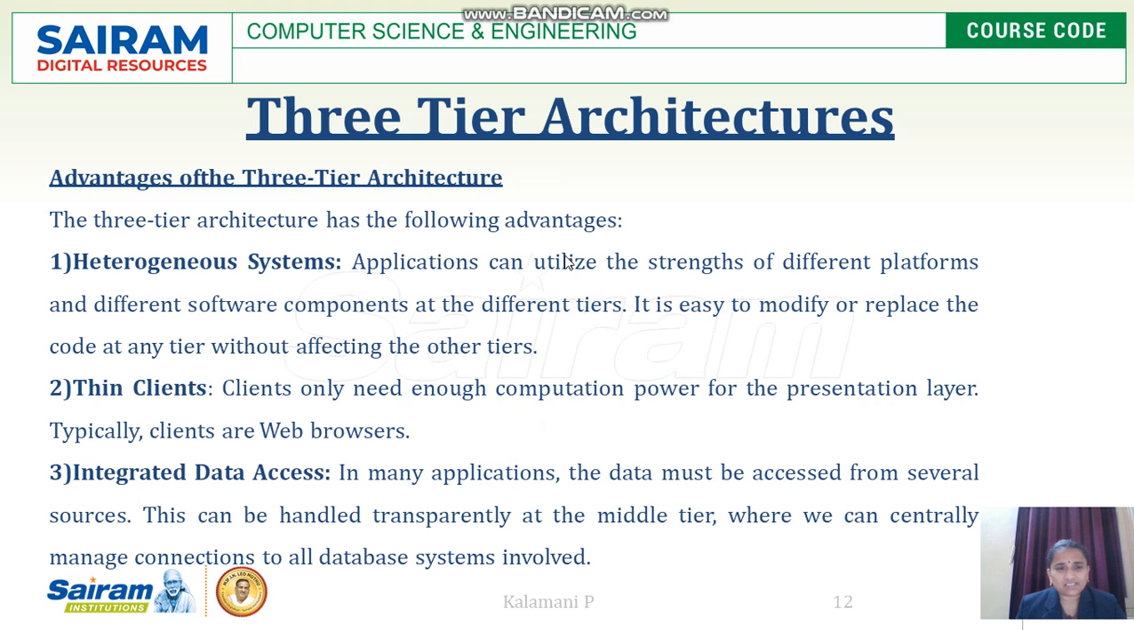And then the advantages. We know the different advantages. One is heterogeneous systems are possible. There is no need for all the systems to be homogeneous. Then the clients used here are thin clients, like web browsers, which are an example of a thin client. And integrated data access is possible through the different three tiers. So these are the main advantages of three-tier architecture.